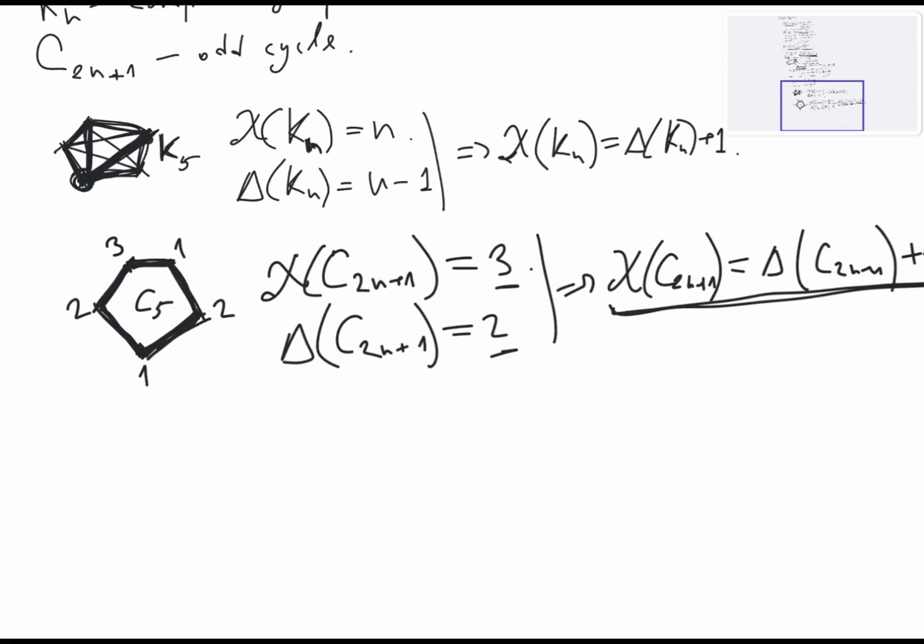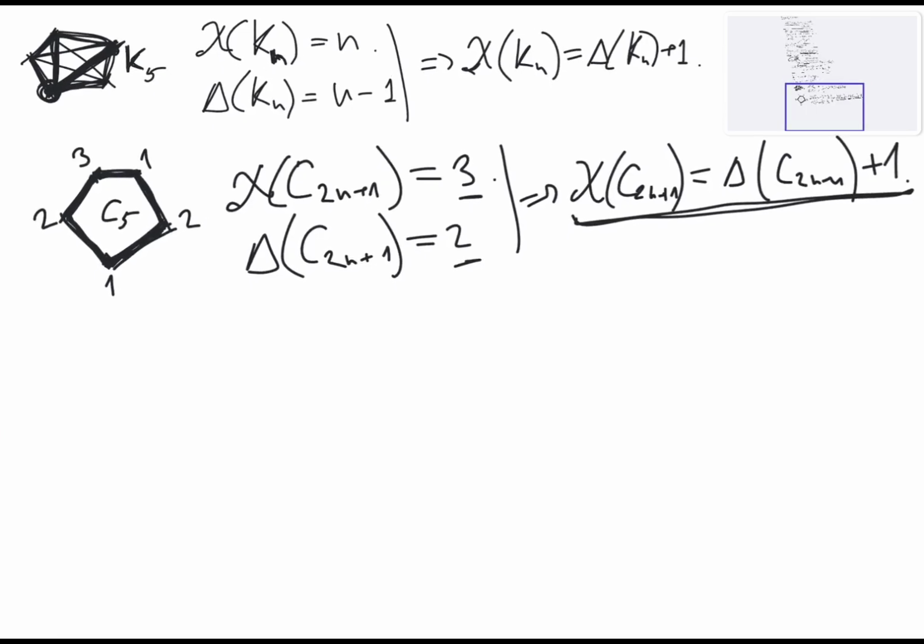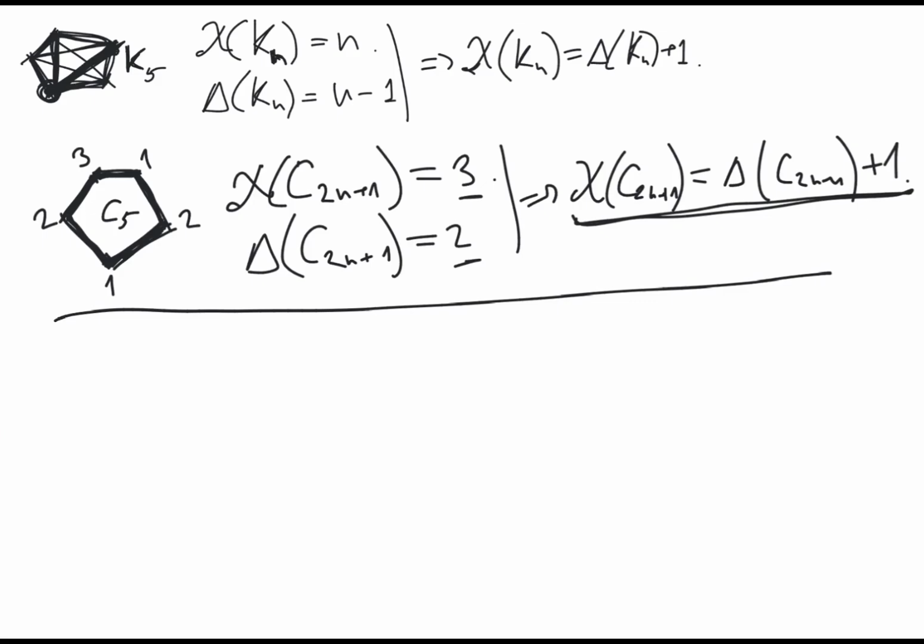And basically the Brooks theorem says that these are the only two exceptions. So for all other graphs, there is an additional condition that they are connected. So the Brooks theorem considers only connected graphs. It's a very important additional condition. So for all other connected graphs, the upper bound can be improved by 1.